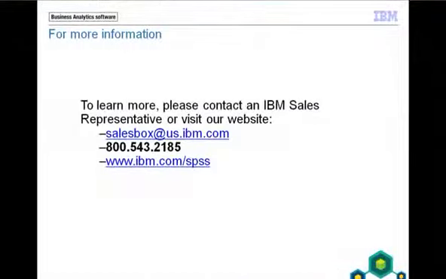This concludes our demonstration. We have highlighted one of the many capabilities of the IBM SPSS Complex Samples in this demonstration.